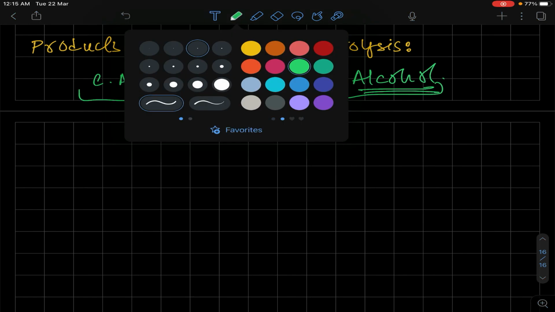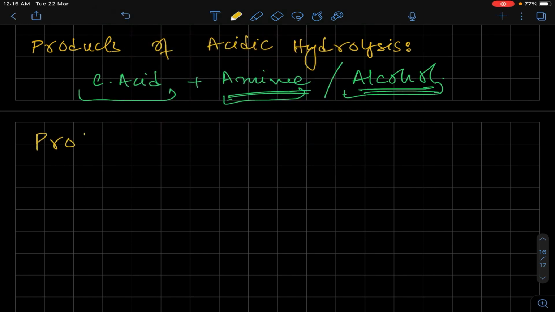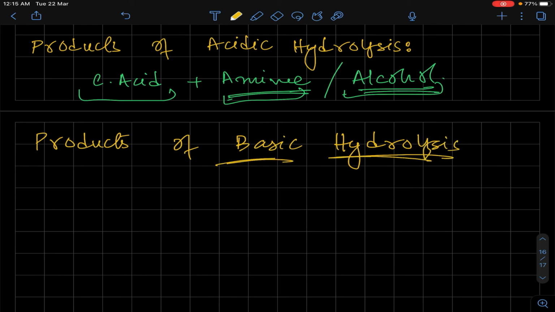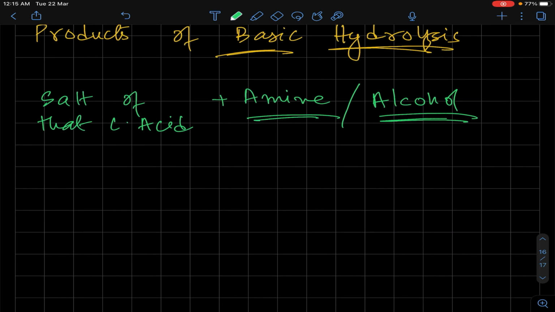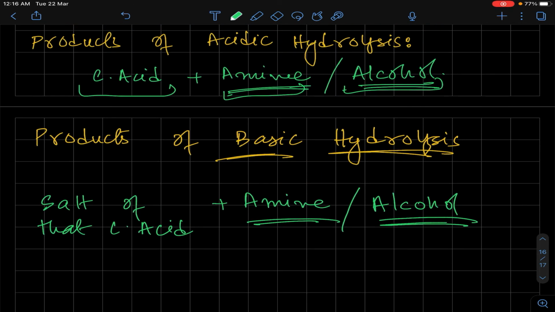And if we are doing the hydrolysis in basic medium, the products of basic hydrolysis would be the same amine or alcohol, depending on whether we are hydrolyzing a polyamide or a polyester. And instead of carboxylic acid, we get the salt of that carboxylic acid, right? Whatever the carboxylic acid is, the H plus would be lost, and instead we get the negative ions. So this is the hydrolysis in acidic and in basic medium.